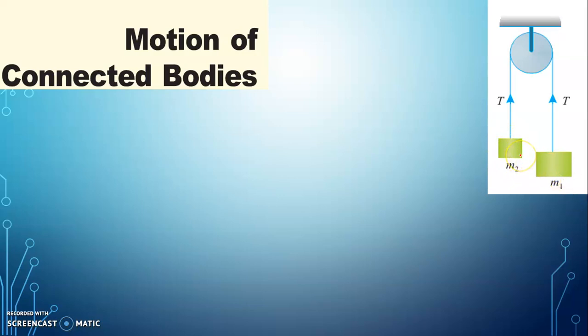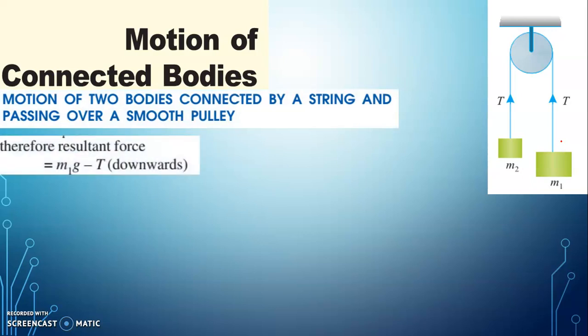m1 is larger than m2. Obviously, the body m1 will move downward. So we will mark the force in the direction of motion as positive, and the other direction will be marked as negative. In this case m1 into g will be positive, minus T, equal to force, that is mass into acceleration. So the net force, m1 into g minus T, will be equal to m1 into a.